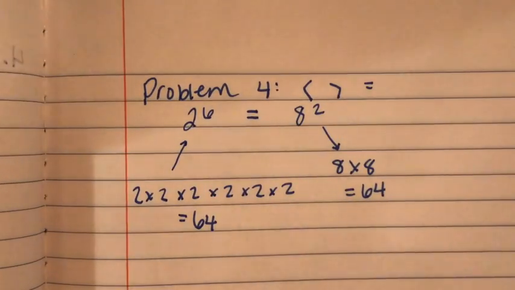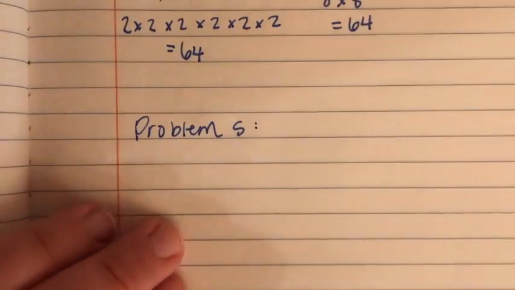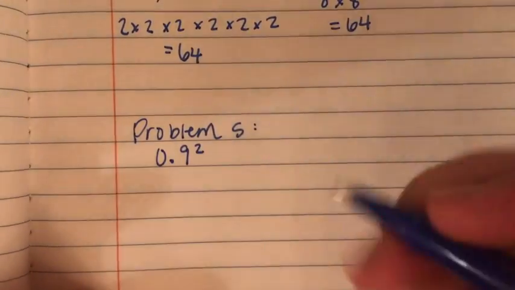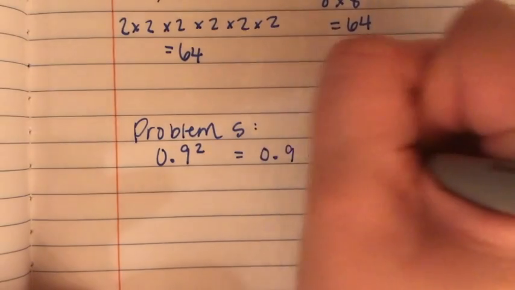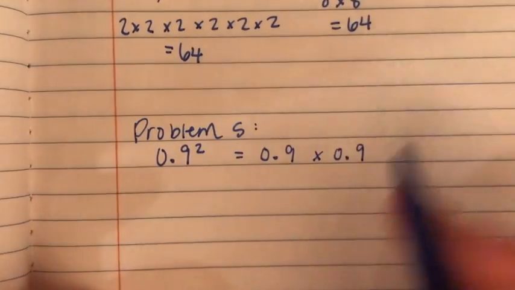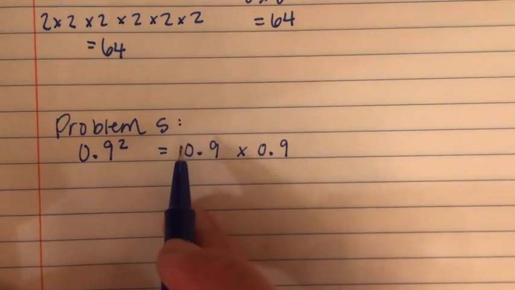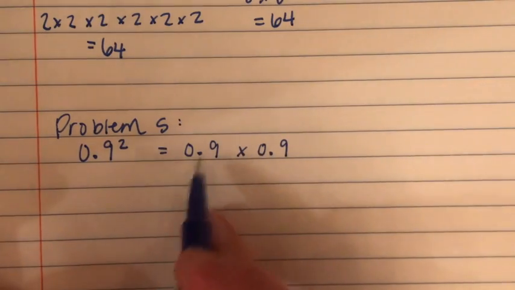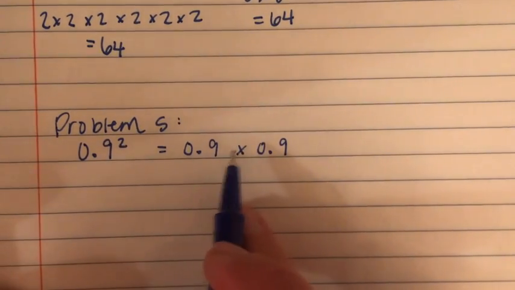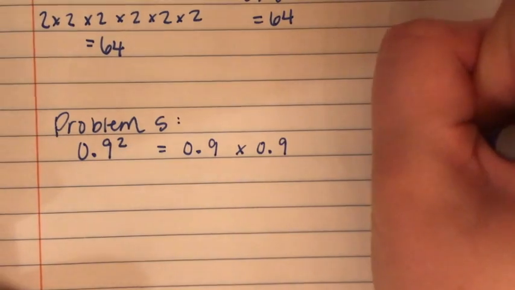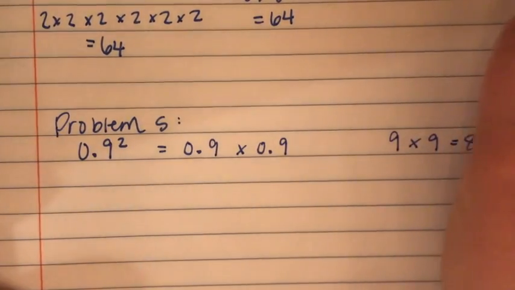Okay, and then let's do 2 more. So problem 5 is going to be 0.9 to the 2nd power. So what this means is 0.9 times 0.9. And if you don't remember how to multiply decimals, you pretend that the decimal doesn't exist. It's as if we take it out, and then we'll add it back in later. So if I were to take out the decimal, my problem would be 9 times 9, which is 81.